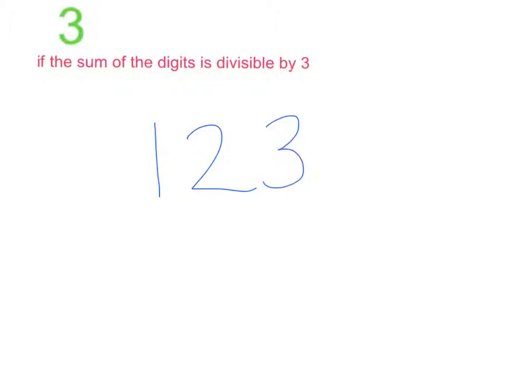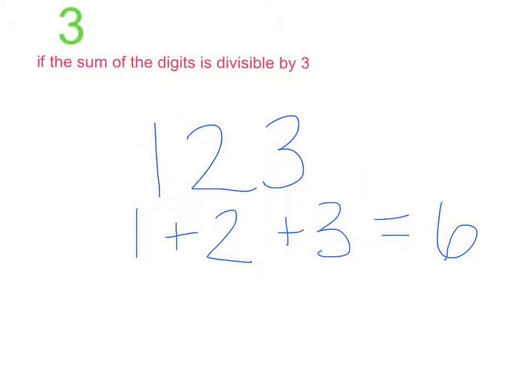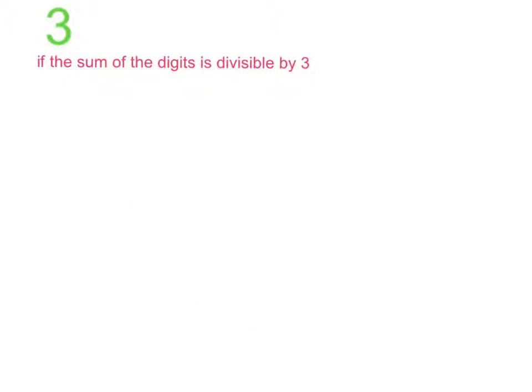Well, let's try the steps. First, we have to add all 3 digits together. So 1 plus 2 plus 3 equals 6. Now we have to decide, is 6 divisible by 3? Can you divide 6 by 3 evenly? Well, 6 divided by 3 is 2. So yes, it worked.